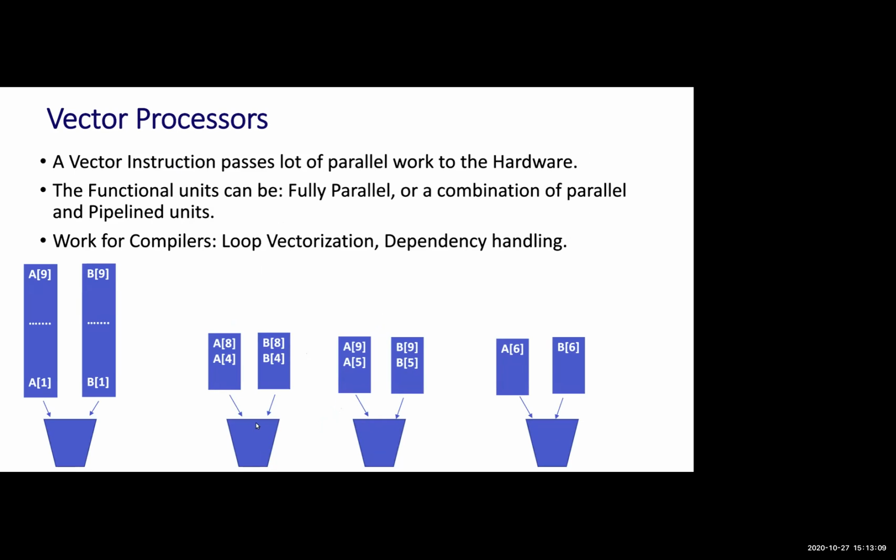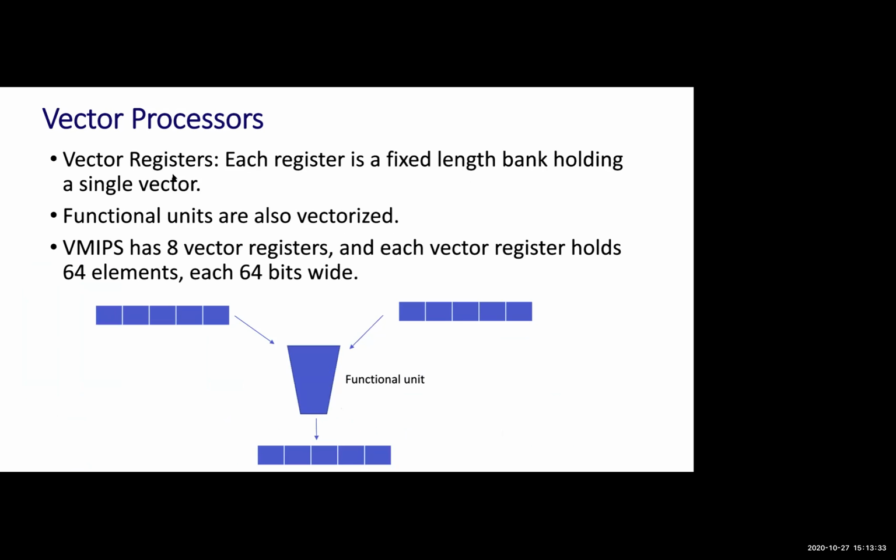So here, if you have register banks, you need multiple functional units. Here, this one is without multiple functional units, and on the right side you have three functional units. So what happened is that these vector processors were before GPUs.